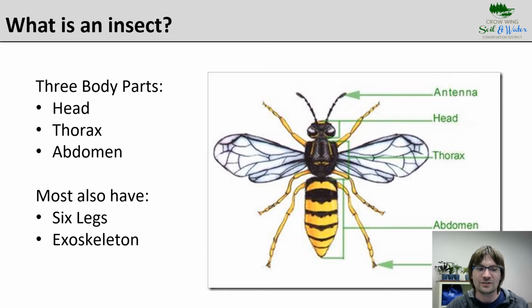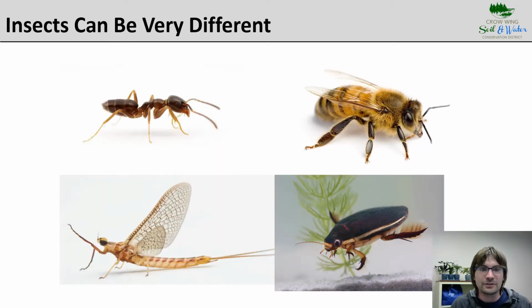The shell is hard, and it is kind of like what we have as bones, except it's on the outside of their body. Now, if we look at different insects, they can look very different. They all have a head, they all have a thorax, and they all have an abdomen. They all have their 6 legs attaching to that middle segment, the thorax.